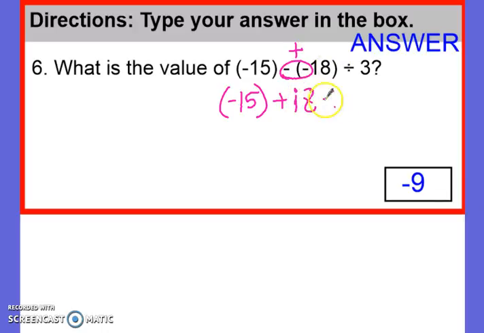So I'm just going to rewrite it as negative 15 plus 18 divided by, what's up with my pen? Something's wrong with that pink, y'all. I'm not really for sure. But so plus 18 divided by 3.